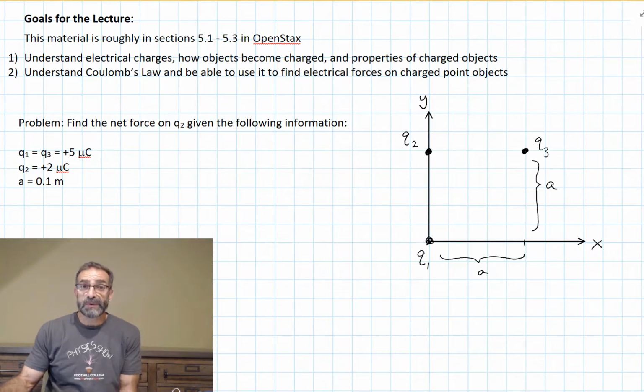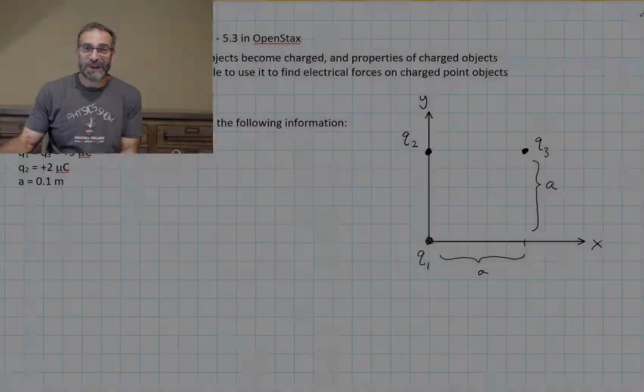Q2 is 2 microcoulombs. All of our charges are positive, and the spacing, the side of the square, is 0.1 meters. Now what you should do is pause the video and try the problem yourself. Come back after you've attempted it and then watch me solve it. Welcome back.